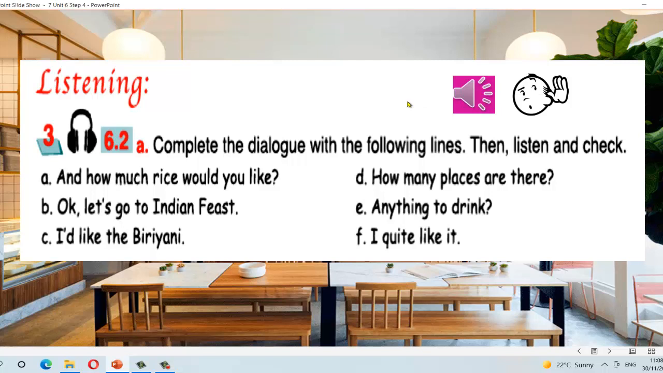Danielle, from England, is visiting Amal. They are at the shopping mall with Salwa, Amal's mother. I'm really hungry. Shopping is very tiring. Let's eat here. How many places are there? A lot. Do you like Italian food? I quite like it. What about Indian? Yes, great idea. I love curries. Okay, let's go to Indian Feast. They are at the counter in the restaurant. What would you like? Oh, I'd like the Madras curry. What about you? I'd like the biryani. And I'd like the tandoori chicken. And how much rice would you like? That's enough rice, thanks. Anything to drink? 3 orange juices, please. Here you are.